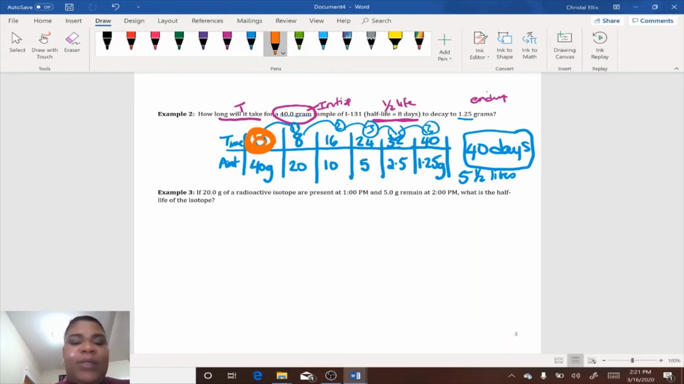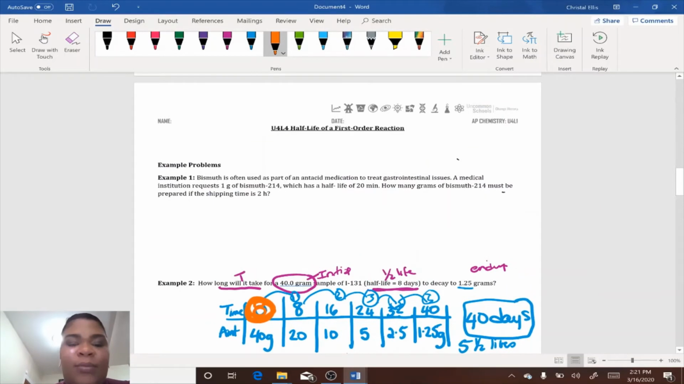So let's look at example question number 1. Bismuth is often used as part of an antacid medication to treat gastrointestinal issues. A medical institution requests 1 gram of bismuth 214 with a half-life of 20 minutes. How many grams of bismuth 214 must be prepared if the shipping time is 2 hours?